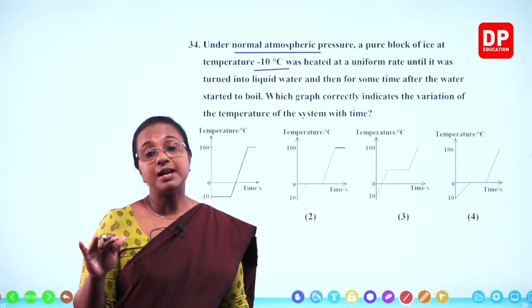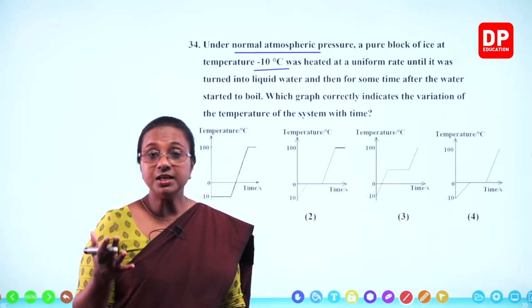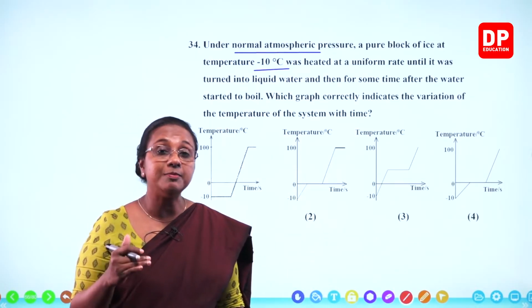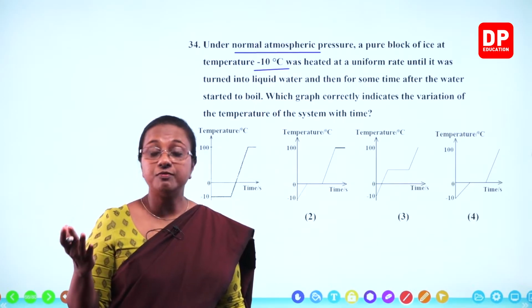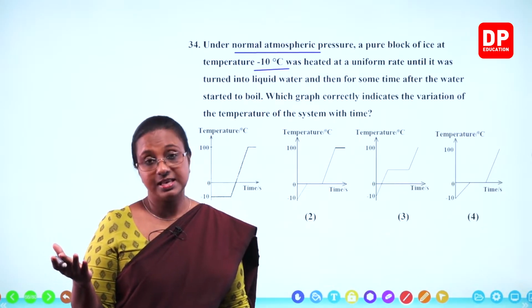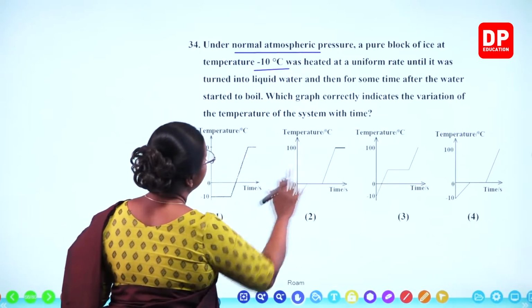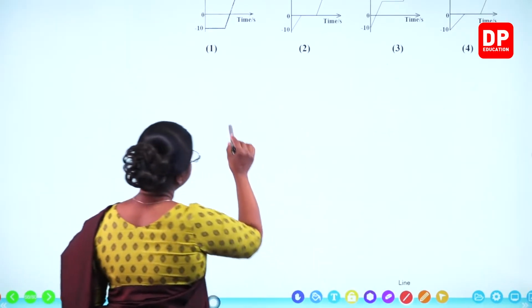Under normal atmospheric pressure only, we compare the values. So, for water, we say under normal atmospheric pressure, the melting point of ice is 0 degrees Celsius. Boiling point of water is 100 degrees Celsius. So, how does the state change occur? Before we look at the answers, we will just try to understand what happens there.